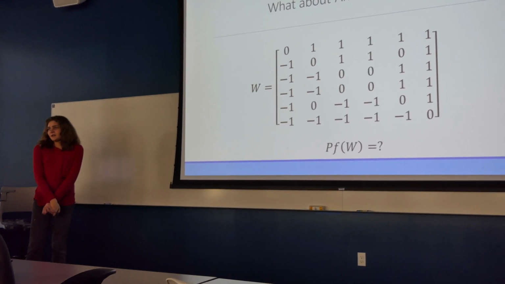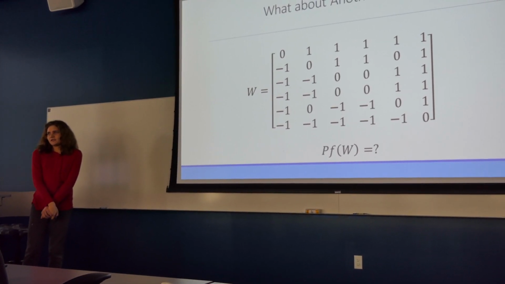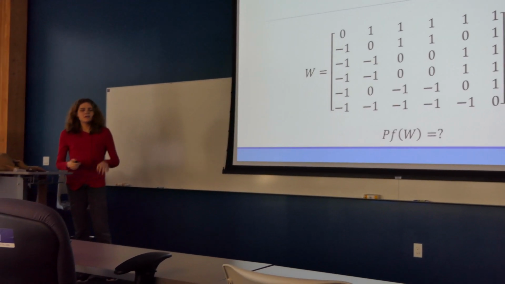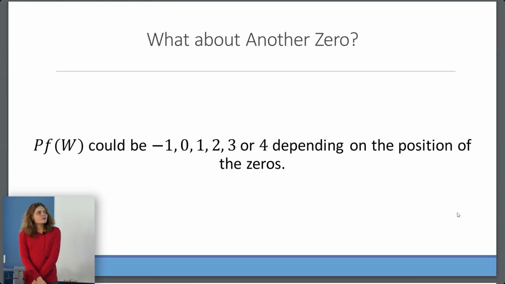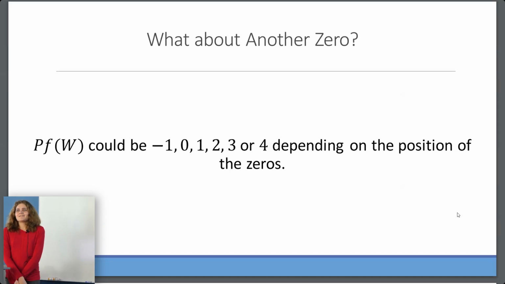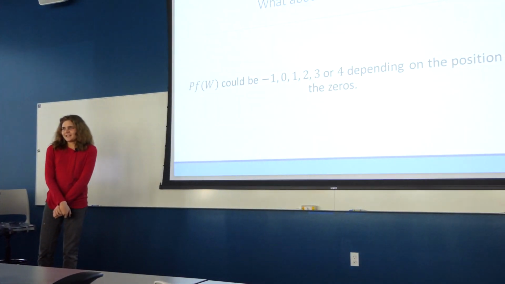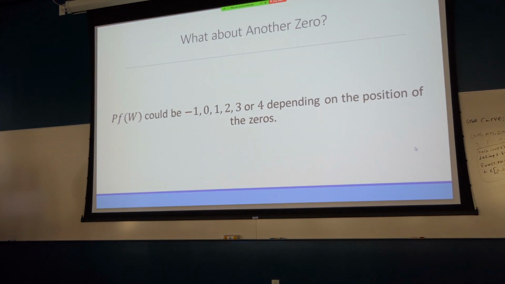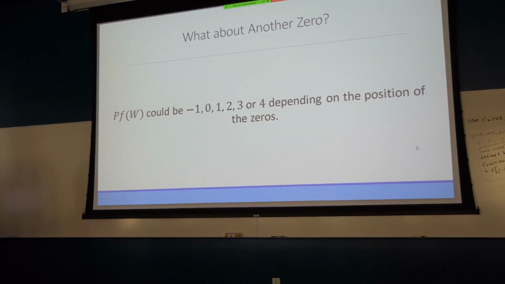If we add another 0, it gets a lot more complicated. We have to worry about the intersection of chords that contain the 2 zero chords, maybe. So I'm going to skip that because it was a little complicated. I figured out it's either -1, 0, 1, 2, 3, or 4, depending on where you put the 2 zeros. And so you might imagine that if we decide to put 3 zeros, it's going to get more and more complicated. It's probably going to be like 16 values or something.